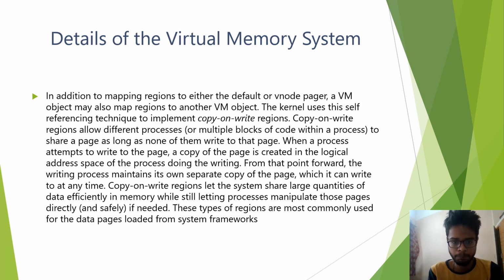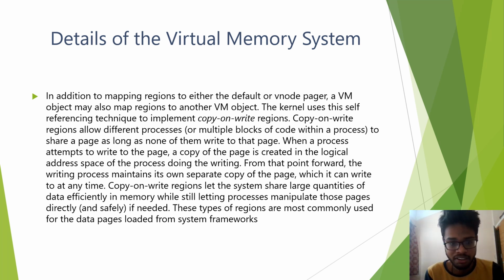So in addition to mapping regions to either the default or the vnode pager, a virtual memory object may also map the regions to another virtual memory object. The kernel uses this self-referencing technique to implement copy on write regions. Copy on write regions allow different processes to share a page as long as none of them write to that page. When a process attempts to write to the page, a copy of the page is created in the logical address space of the process doing the writing.